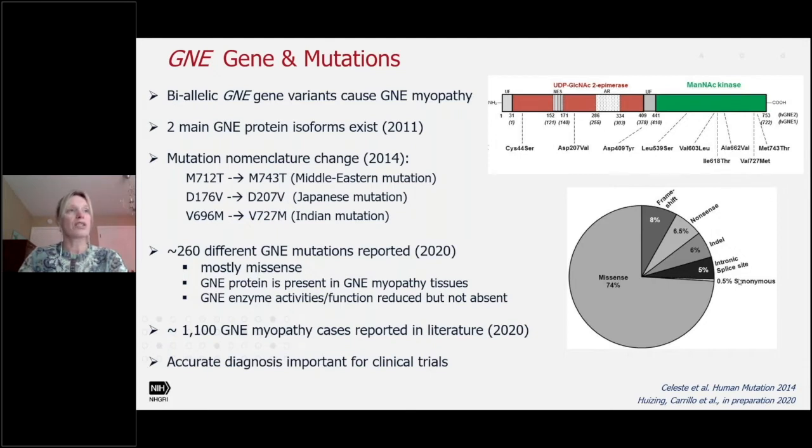And these mutations often cause truncation or no expression at all of the GNE protein. So this means that all patients with GNE myopathy have expression of the protein due to at least one missense mutation. And there are no patients that have no protein present. So the protein that is there has decreased activity and function, but it is there.